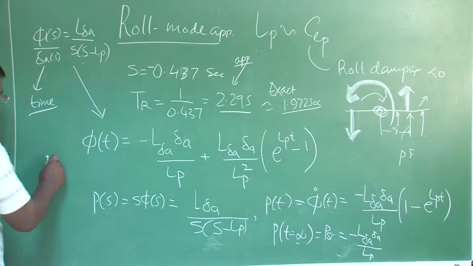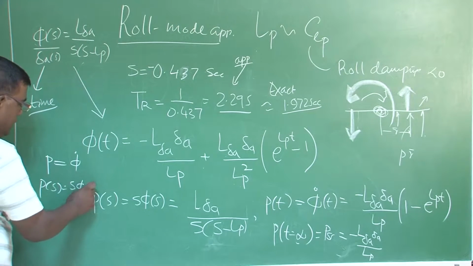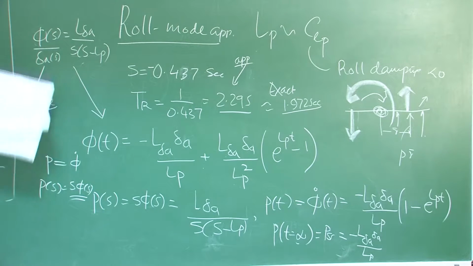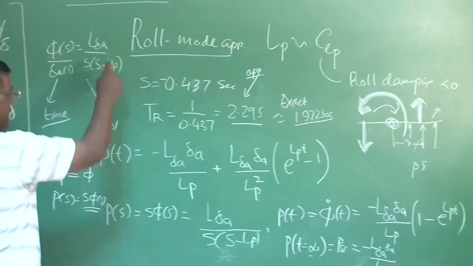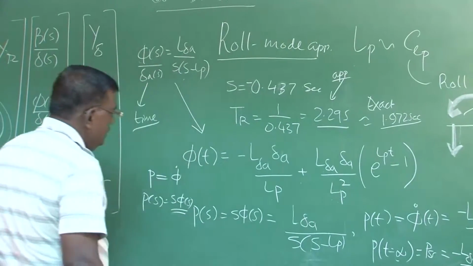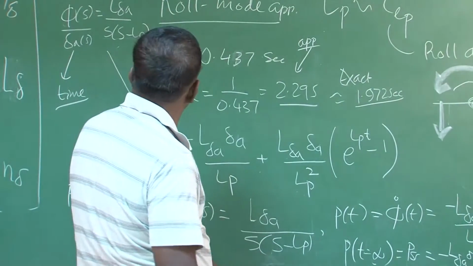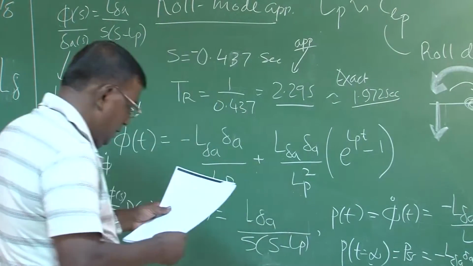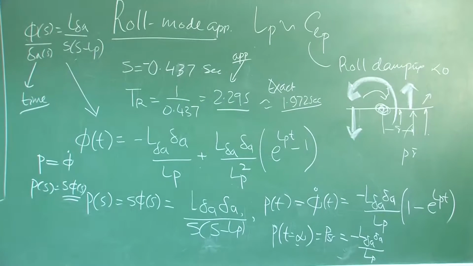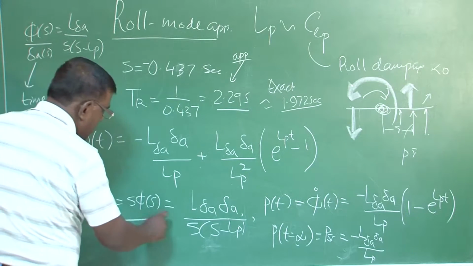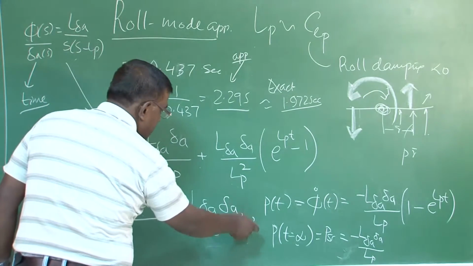Once you get this, you also know what the roll rate will be in the frequency domain. Roll rate, we make an approximation P equal to phi dot. So P of s equal to s phi of s. And the phi of s expression is this. Phi of s is L_delta by s, s minus L_p into delta of s. So this is straight s phi of s. That will be L_delta_A by s minus L_p, and of course delta_A will be there. So once I know P of s is s phi of s, and the phi of s expression I already know, this is my P of s.